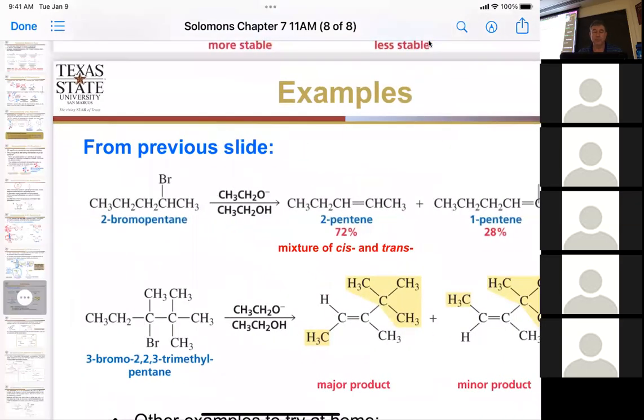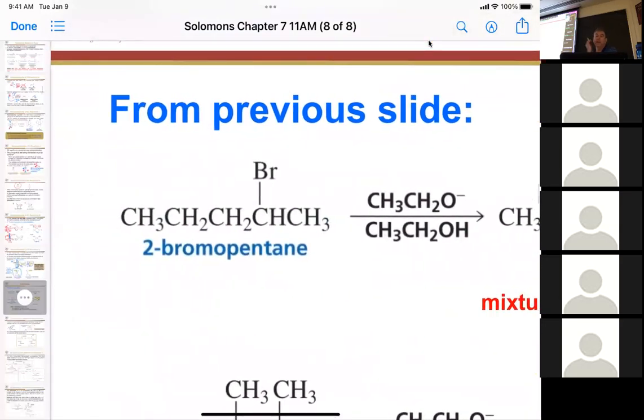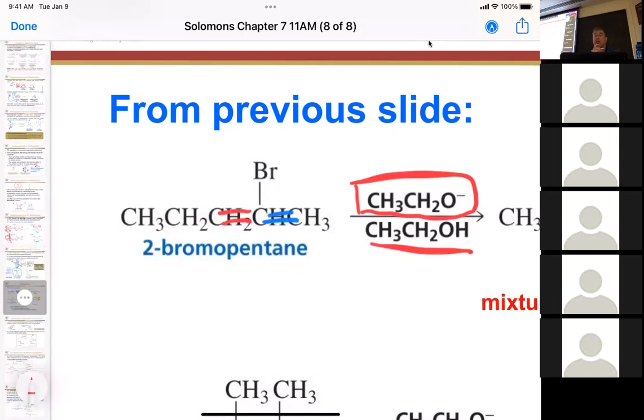Okay, so let's just look at that one for a minute here. So we have a secondary alkyl halide right here. And so we can form a double bond over here, or we can form the double bond over here. Okay, so let's get more information. What's our base? Is that a big bulky base? No, it's a pretty small base. It's methoxide in ethanol. So it's going to follow Zaitsev rule or Hofmann's rule?